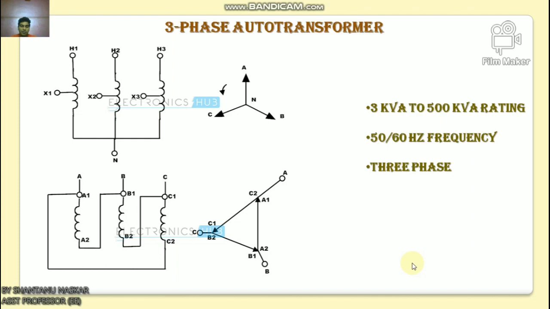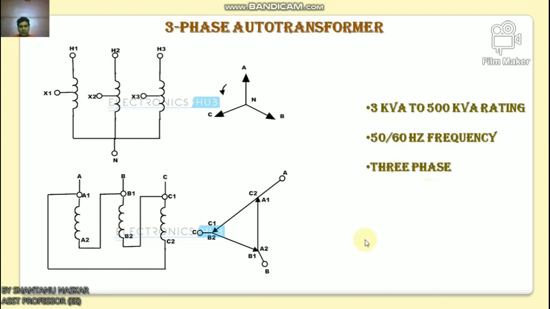It is designed for step up and step down voltage and works on the magnetic induction principle. The key features of this 3-phase auto transformer are: 3 kVA to 500 kVA rating, 50 or 60 hertz frequency, depending on the country, and 3-phase.